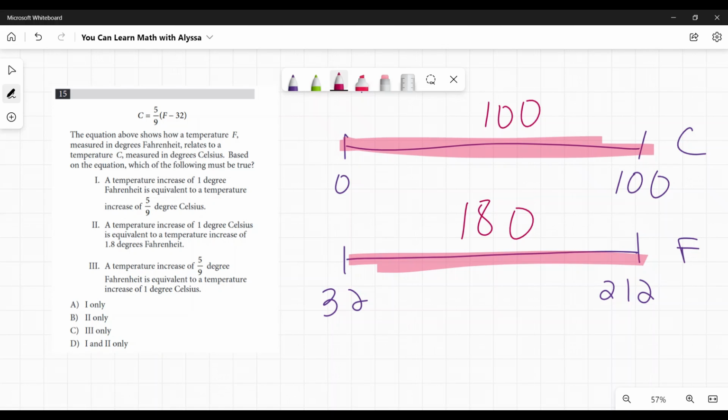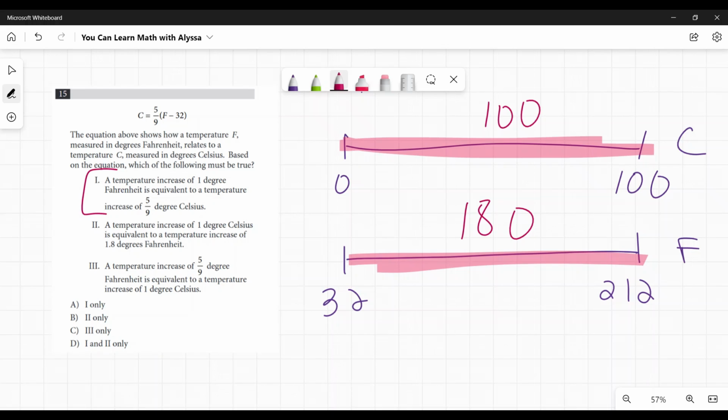Well, what are our 3 options here? A temperature increase of 1 degree Fahrenheit is equivalent to a temperature increase of 5/9 of a degree of Celsius. That seems like that might be logical, right? Fahrenheit's increasing by 1 whole degree. Celsius is increasing by only 5/9. So, okay, that's a possibility.